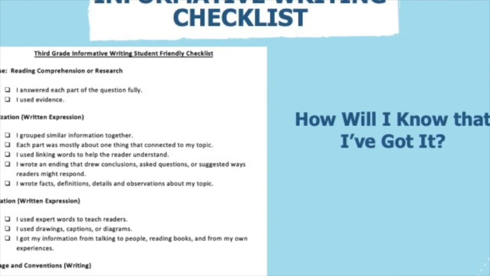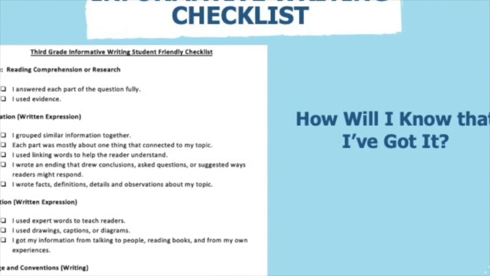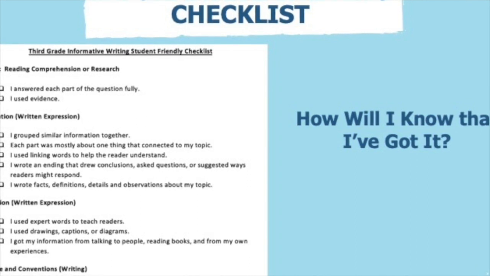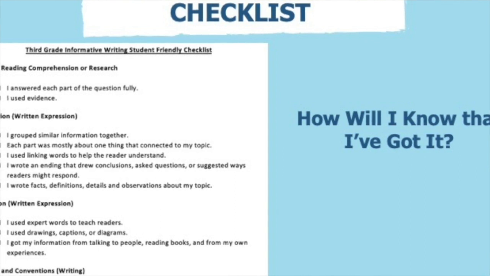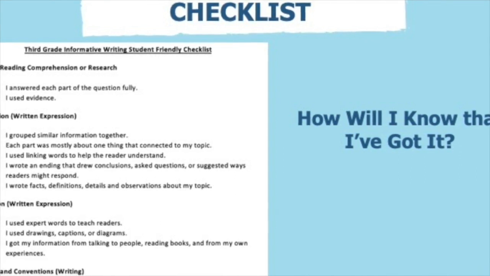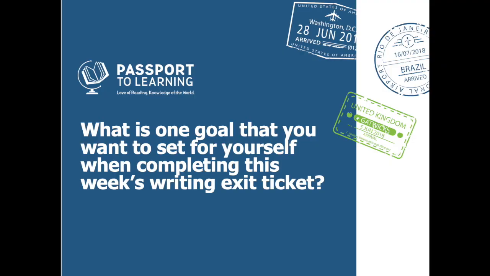For elaboration, you should use expert words to teach readers. You should use drawings, captions, or diagrams. And you should get your information from talking to people, reading books, and from your own experiences. Finally, for language and conventions, you should make sure you use all capitalization correctly, and you should write simple and complex sentences. Now that we have gone over your student-friendly checklist and the expectations for writing this week, take 30 seconds to think about what is one goal that you want to set for yourself when completing your exit ticket.